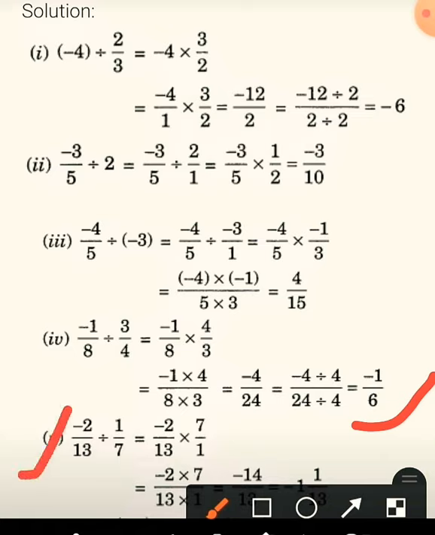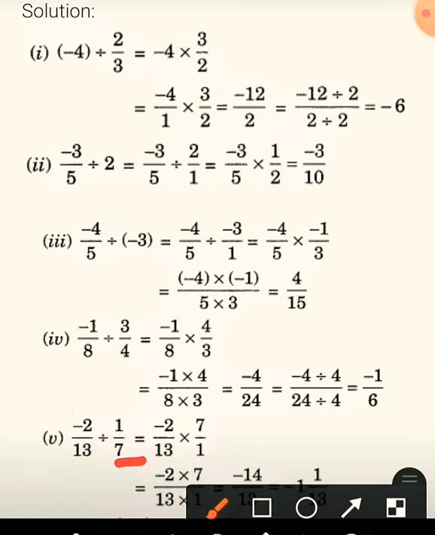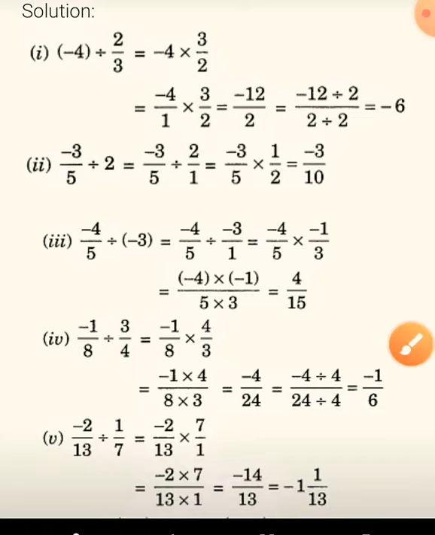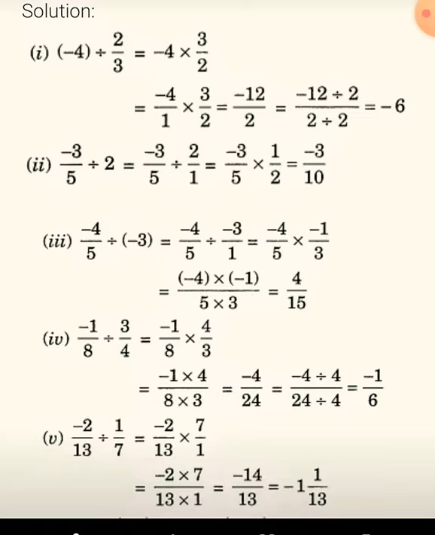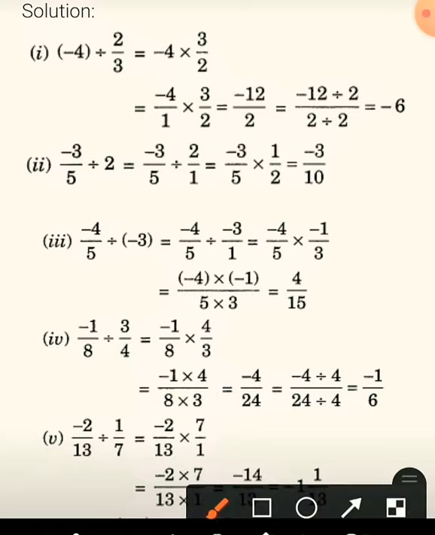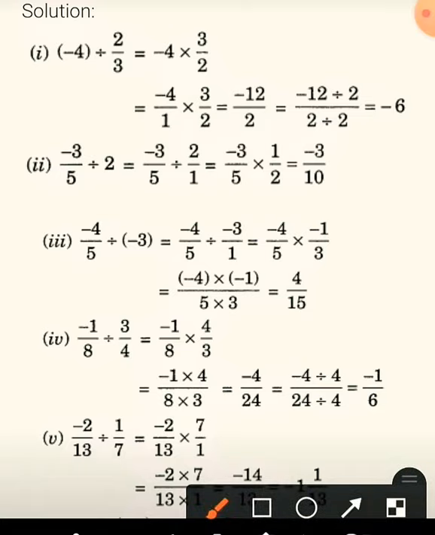Now moving ahead with the fifth question. Minus 2 upon 13 divided by 1 upon 7. Again first part minus 2 upon 13 same. Instead of division sign we will write multiplication sign, and instead of 1 upon 7 we will take 7 upon 1, we will take reciprocal. Now multiply this both. So 2 sevens are 14, and minus is given, so minus 14, and in the denominator 13 ones are 13, so minus 14 upon 13 will be your final answer.